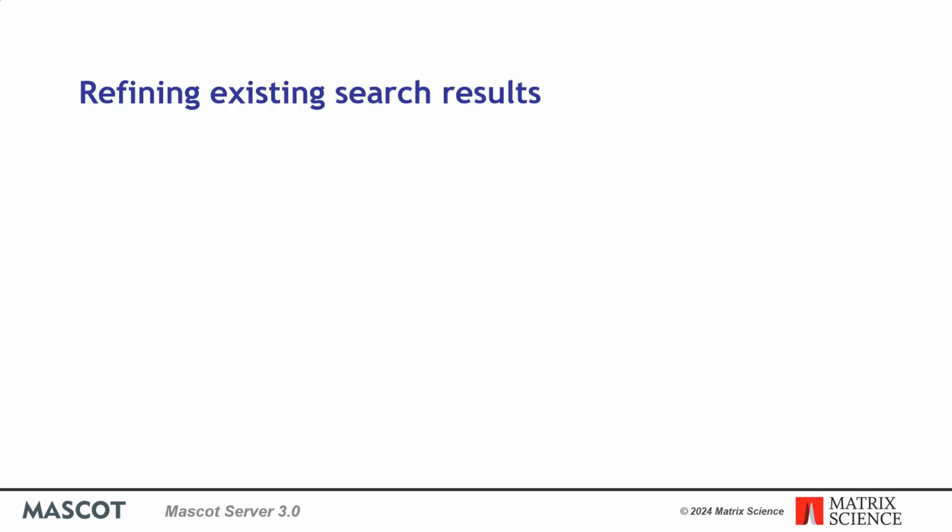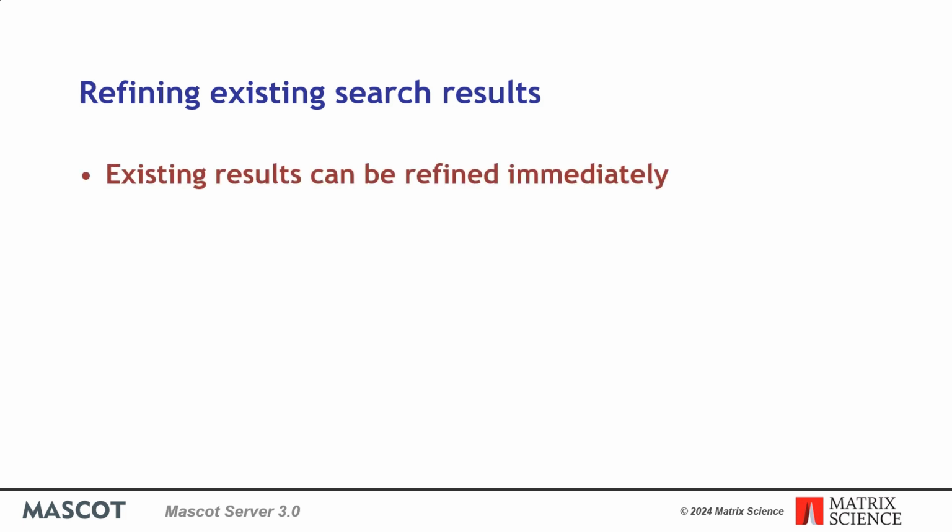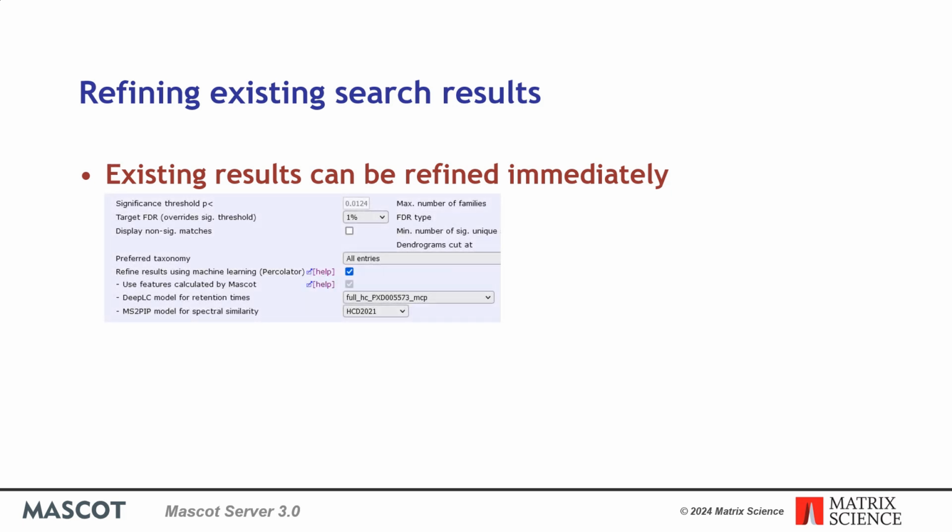When you update to version 3.0, one question is what happens to your existing search results? After updating, you can refine existing results immediately. The search does not need to be repeated. Simply open it from the search log and select DeepLC or MS²PIP model in the report.